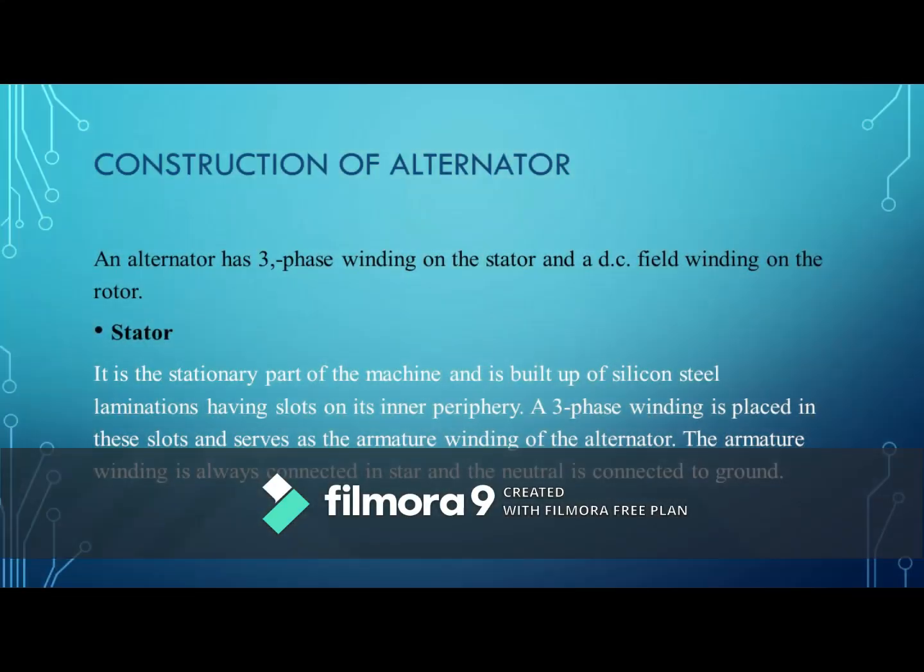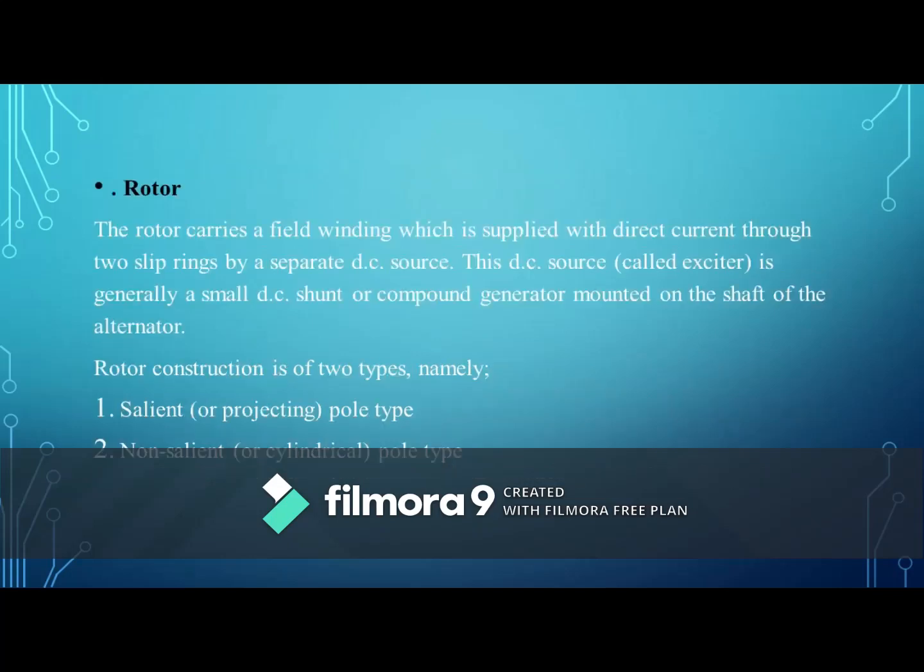An alternator has a three-phase winding on the stator and a field winding on the rotor. The stator is the stationary part of the machine and is built up of silicon steel laminations having slots on its inner periphery. A three-phase winding is placed in these slots and serves as the armature winding of the alternator. The armature winding is always connected in star and the neutral is connected to ground.